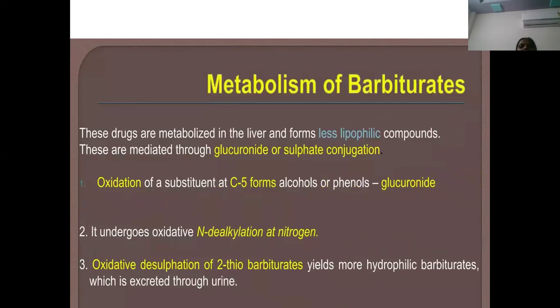Next, coming to the metabolism of barbiturates. These drugs are metabolized in the liver and form less lipophilic compounds. These are mediated through glucuronide or sulfate conjugation. The first one is oxidation of substituents at C5, which forms alcohols or phenols, and that is called glucuronide.